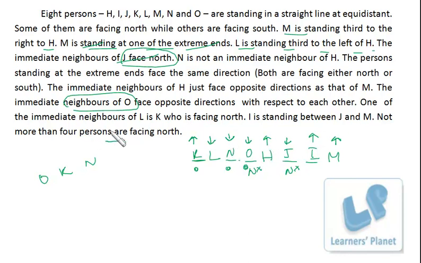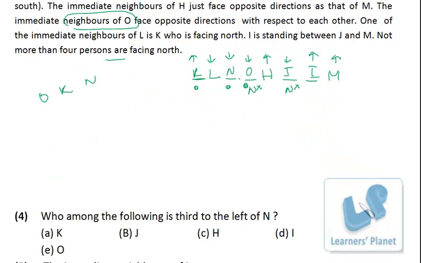One of the immediate neighbors of L is K, who is facing north. Clear. I is standing between J and M, that's also clear, and not more than 4 persons are facing north. That's also clear. Okay. So now the position and direction, both of them are clear for all the 8 persons. Now we can answer very fast.